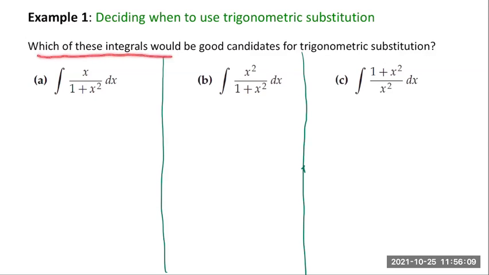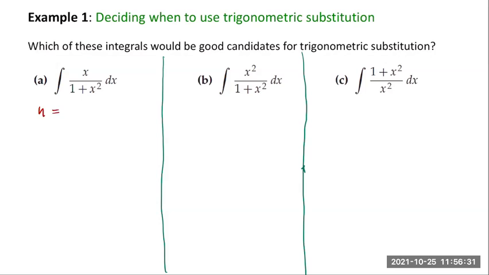Which of these integrals would be good candidates for trigonometric substitutions? Okay, so we need to determine which one we can solve with trigonometric substitutions. What about the first part? Do we need trigonometric substitution? Clearly, for the first part, you don't need a trigonometric substitution.